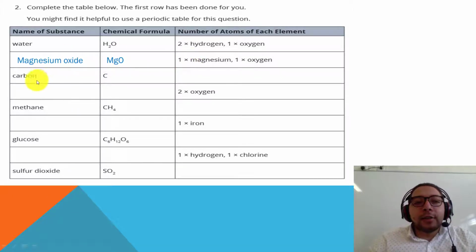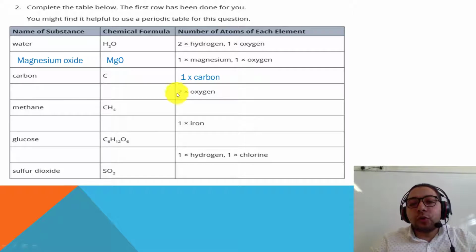The second substance is carbon. It has a chemical formula of C. Can you find any number written next to it? Yes, perfect. We have no number written next to it, so we're going to consider it as 1. Perfect. So we have 1 carbon.